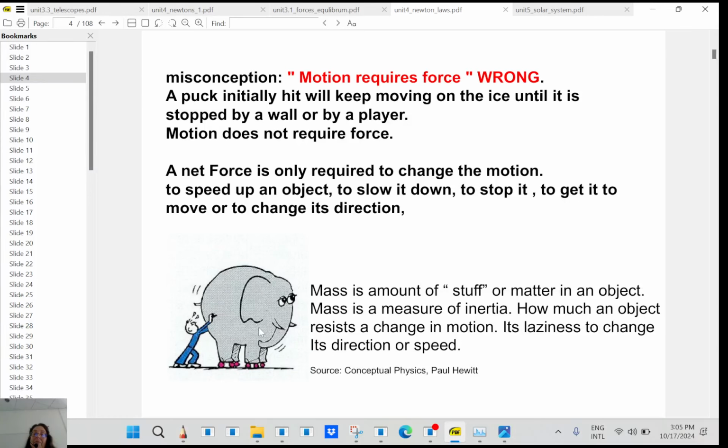For example, if you have an elephant here, of course, it has a very, very large inertia. If you try to push it, it's going to be very hard. Even if there is no friction, there is more inertia. So to get the same acceleration, you need to apply more force. So that's called inertia.